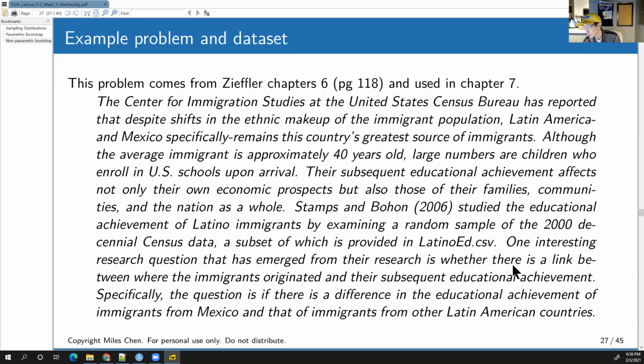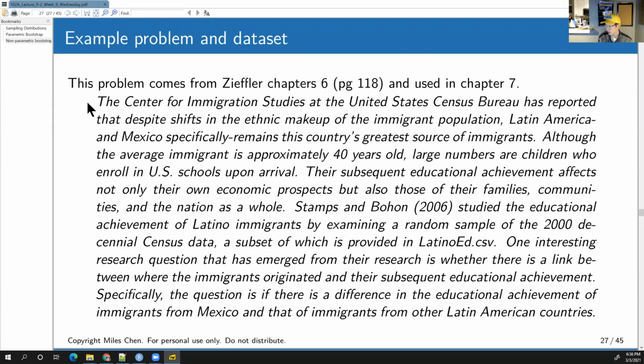And so the example that we're going to take a look at comes from this textbook, Ziefler, which I've linked in the homework, and you should all have free access to it as long as you're connected via the VPN, okay? All right, so this I just copied straight from the textbook. And it says the Center for Immigration Studies at the US Census Bureau reported that despite shifts in the ethnic makeup of the immigrant population, Latin America and Mexico specifically remains the country's greatest source of immigrants, okay?